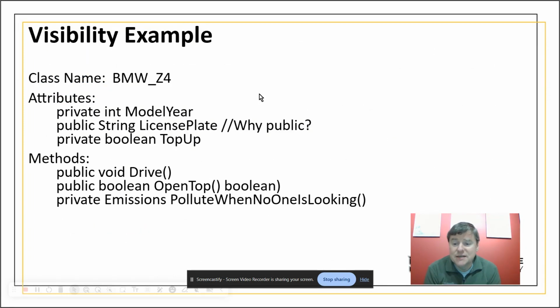We have a class BMW Z4, and it has a couple of attributes which are model year, license plate, and top up. So, which things would we want to be private and which things would we want to be public? Well, the model year is not something I should be able to change or see. The license plate is probably something you would want people to see. So there's two ways to do that. The better way would be to make the license plate private and then have a method called getLicensePlate, which simply returns back the license plate number.